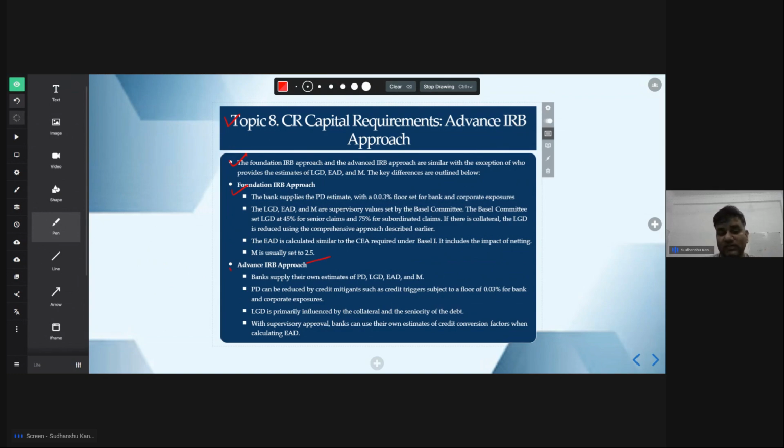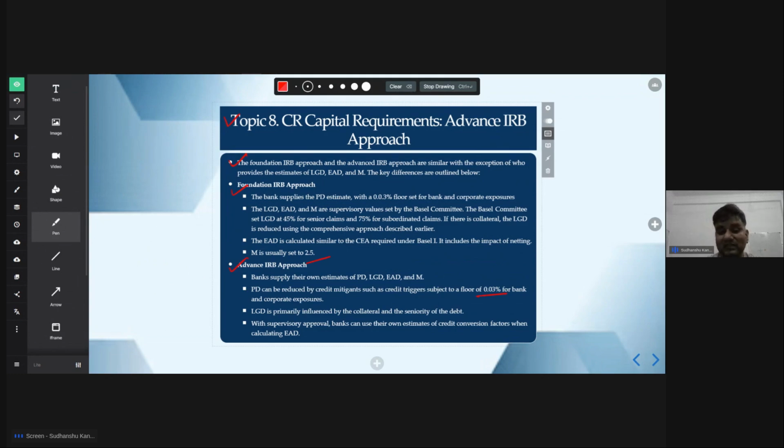Then we go into the advanced IRB approach, which is the full bank estimation. Banks estimate probability of default, loss given default, exposure at default, and M, maturity, internally. This represents the highest level of modeling sophistication under Basel II. There's a PD floor. Probability of default may reflect credit mitigants like triggers and guarantees, but remains subject to the 0.03% floor for banks and corporates. Again, this ensures prudence and comparability.